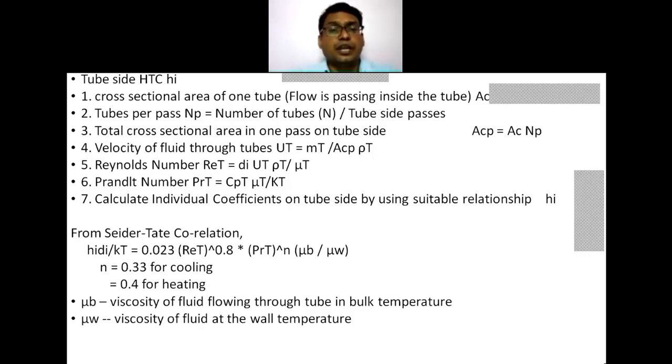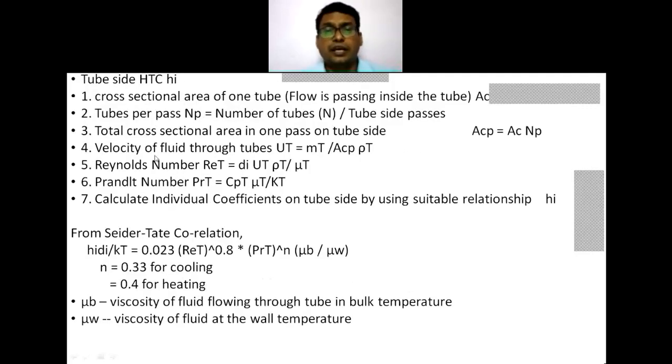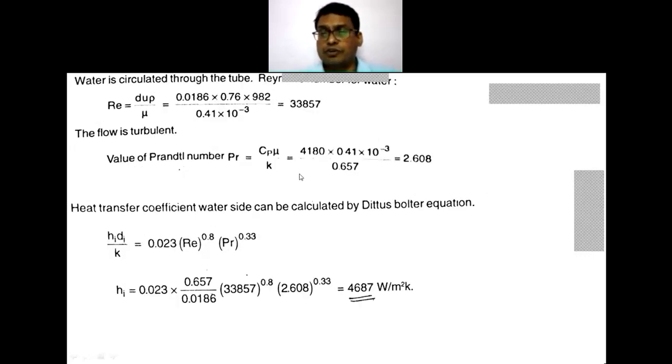Then the Reynolds number, Prandtl number, and calculation of the individual heat transfer coefficient will be there. So the Reynolds number is di ut rho upon mu, where di is the inside diameter of the tubes, ut is the velocity through the tubes, rho t is the density of the fluid through the tubes, and mu t is the viscosity of the fluid through the tubes. In this case, the hot water is passing through inside, so we take the inside diameter of the tubes, di, the velocity of the hot water, the density of the hot water, and the viscosity of the hot water.